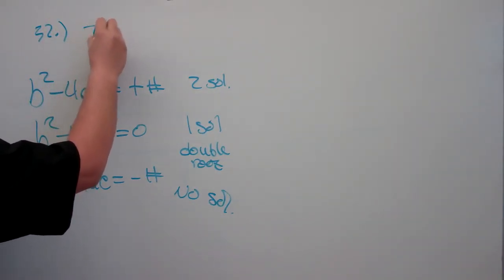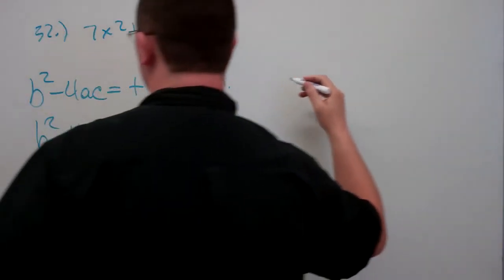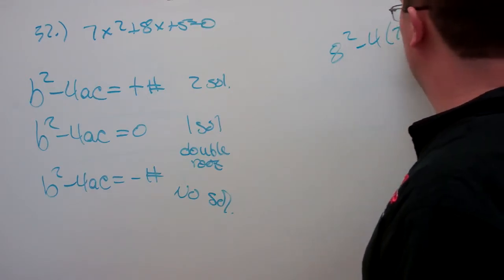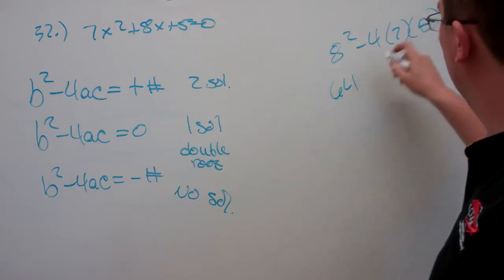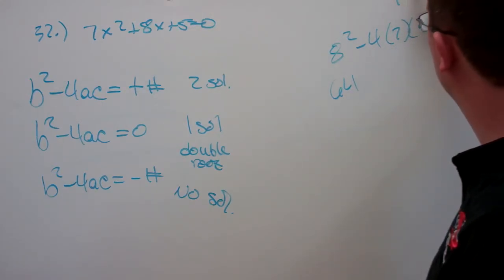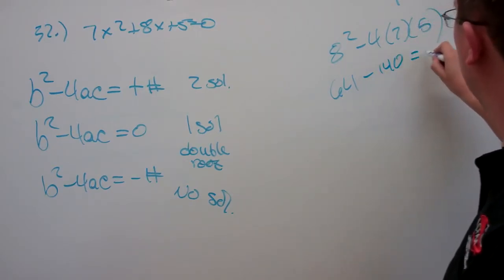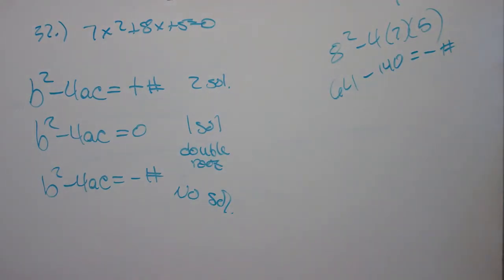32, you have 7x squared plus 8x plus 5 equals 0. So again, b squared, 8 squared minus 4 times a times c. 64, and this is 7 times 20. Well, 7 times 20 is 140. This will give you a negative number, no soul. Alright, so 32 has no soul.